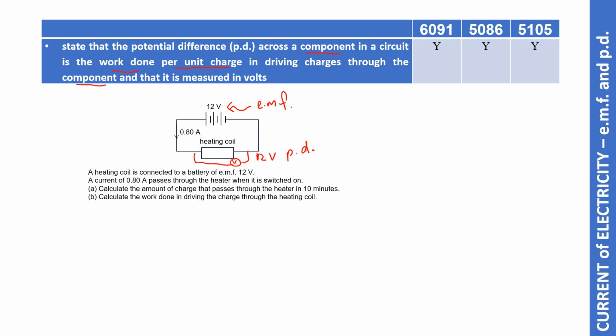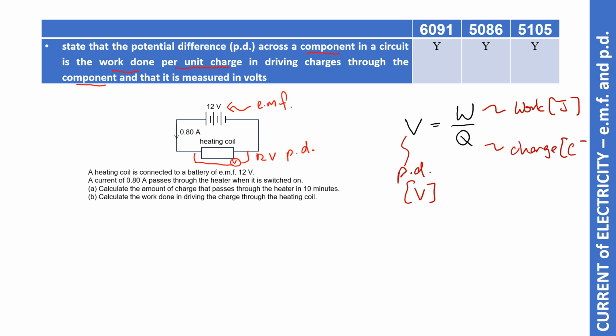So the formula for PD is very similar to that of the e.m.f. We have learned previously that e.m.f is the work done per unit charge, right? So for the formula in this case for PD, it is the same. It's still work done per unit charge, but in this case, V is the potential difference in volts. Work done and charge remain the same. It's the same as the e.m.f.